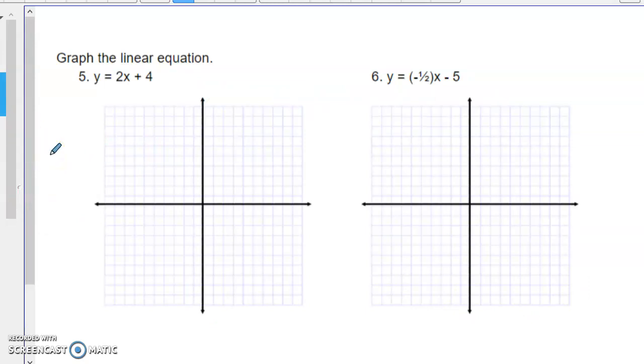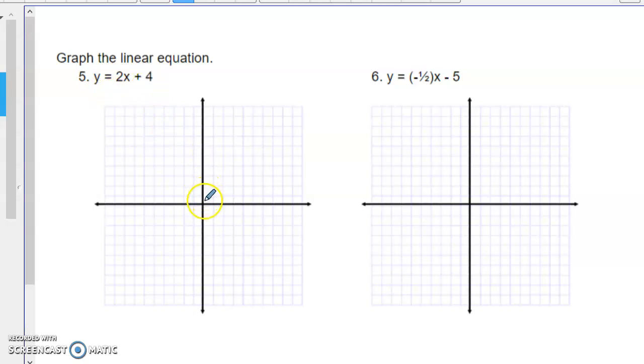Number 5 says graph the linear equation. Now, at the start of the chapter, we learned how to graph a linear equation by using an x-y table and picking 3 values and putting them in for x to see what the coordinates would be. Another way that we learned how to graph a linear equation, which I think is the easier way, is to use the slope and the y-intercept.